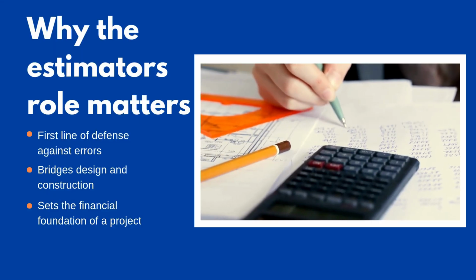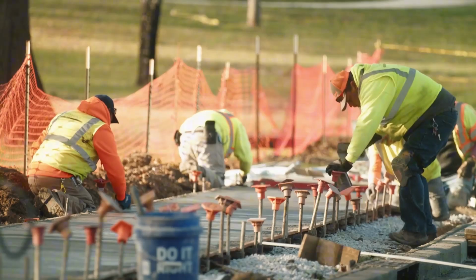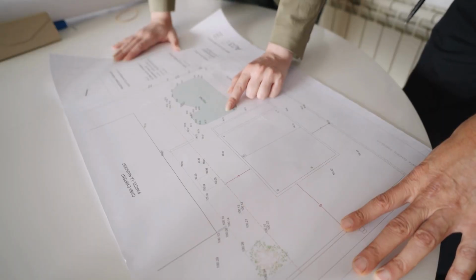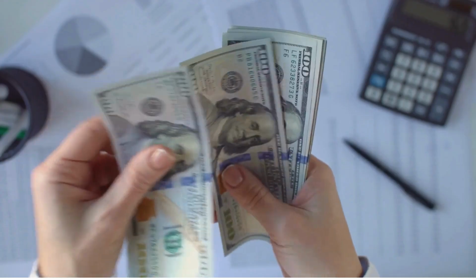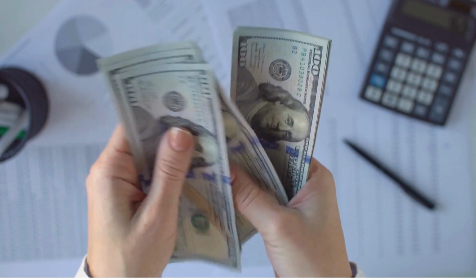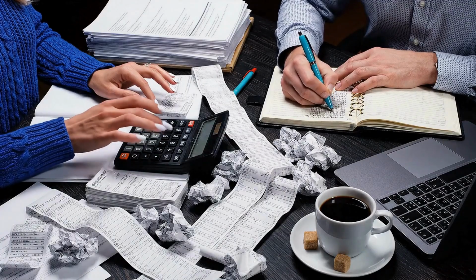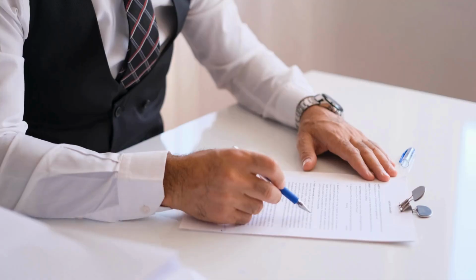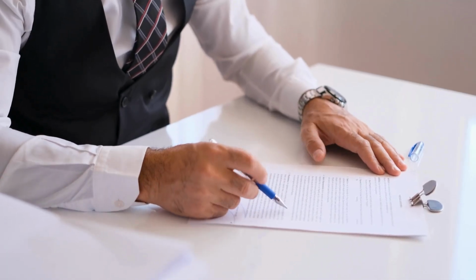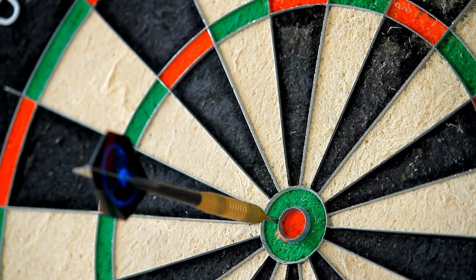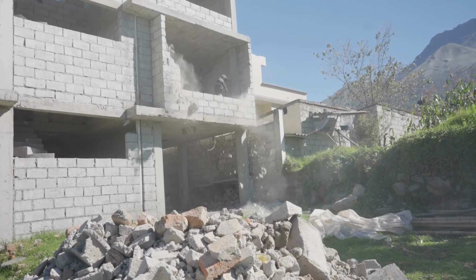Estimators are the bridge between design and construction. We review drawings before work begins, catching errors or missing information that could cause expensive problems later on. Our takeoffs and pricing create the project's final foundation, the budgets that determine whether a design is feasible, how it's scheduled, and which subcontractor gets awarded. In other words, the estimator is the first safeguard for accuracy. If something is missing here, it can ripple through the entire build.